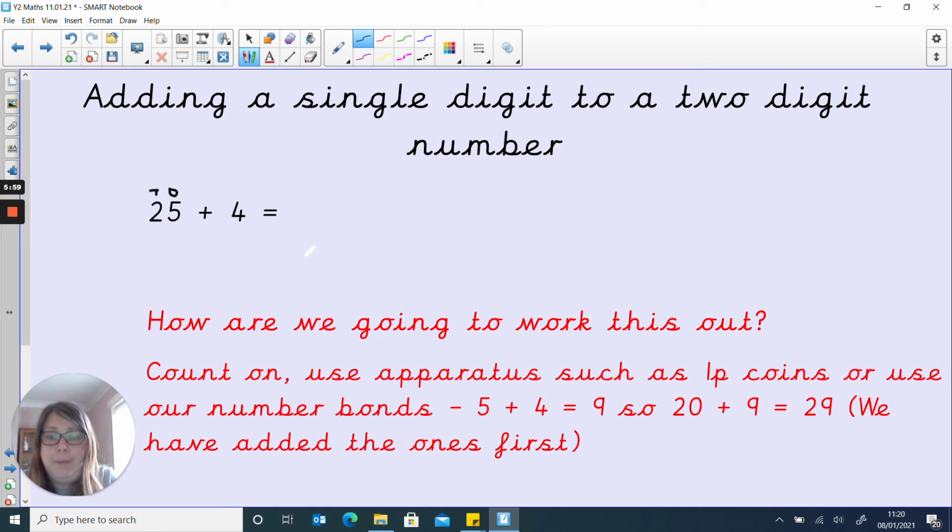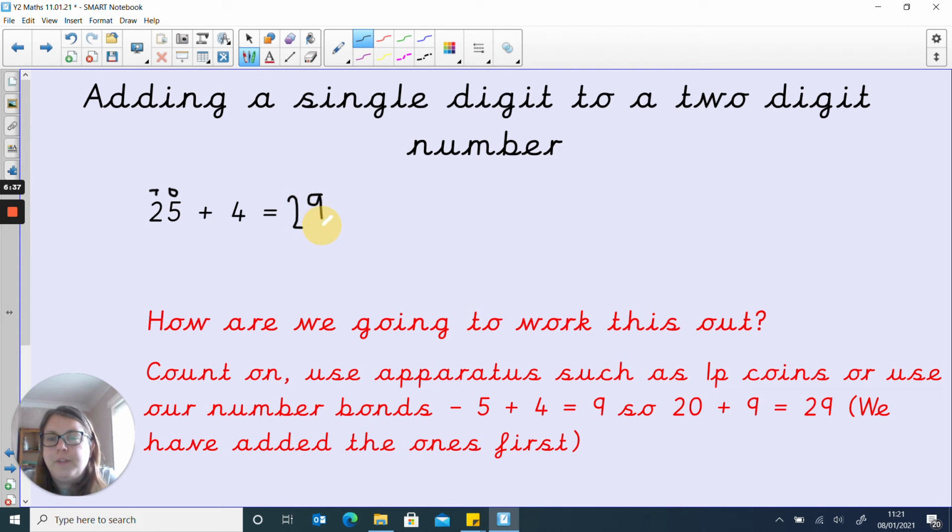So what we need to think about, again using your toys in your house, I know it's going to be quite difficult to get 25. So what you could do is put 25 in your head and either count on with 4 fingers or with 4 toys. Then you could also think about using your bonds, like we have been doing, but you don't need to worry about that number 20, again, because we're just adding on the ones. So we need to work out what 5 add 4 is. We know that 5 add 4 is 9. And then we've got our 20, which is our tens number. So we've got 20 add 9, which equals 29.